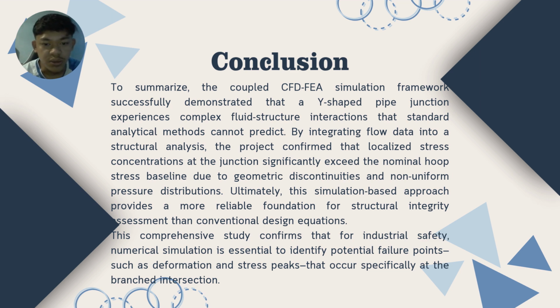So the end is the conclusion. This project successfully demonstrates the application of coupled CFD and FEA simulation to analyze a branch pipe system. The simulation showed that fluid flow behavior directly affects the structural response of the pipe, especially at the junction area where stress concentration occurs. The results also proved that standard analytical calculation alone is not sufficient to predict the actual condition of a complex branch pipe system. Therefore, numerical simulation is an important method to identify potential failure points such as high stress areas and deformation, ensuring safer and more reliable pipe design in industrial applications.